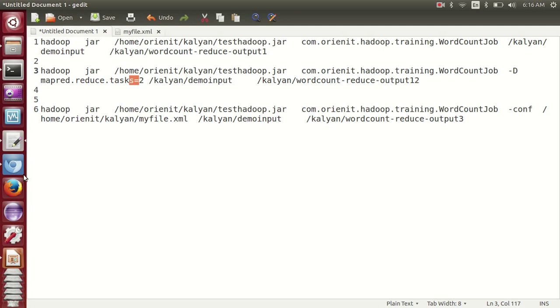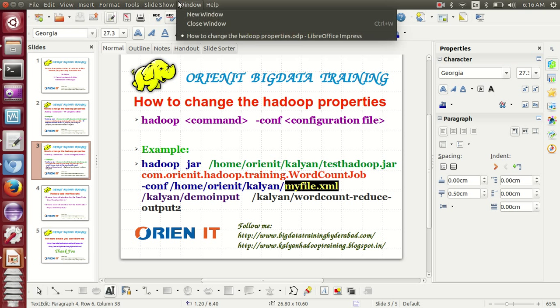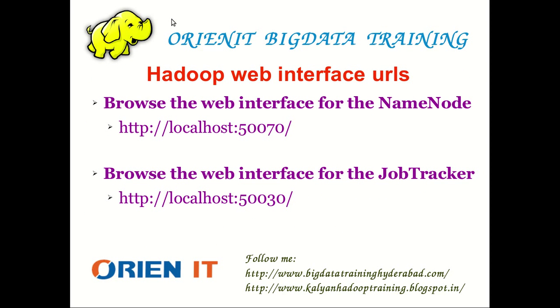So whenever you want to verify any information of HDFS or MapReduce, we generally have 2 URLs. One is the name node URL and the other is the job tracker URL. Once you have verified all these places, I hope you can understand the flow of what exactly the command line changes.